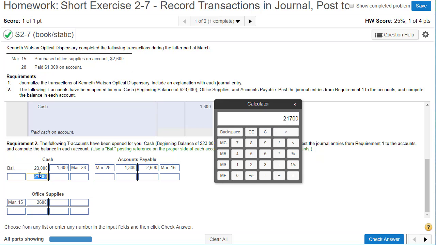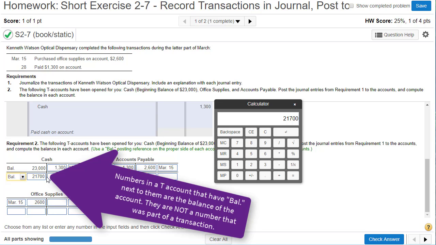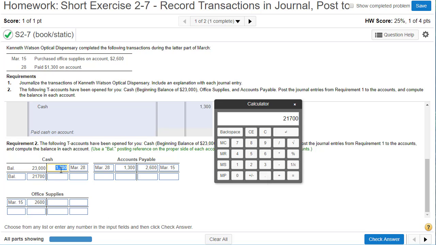Now, why did I put the balance on this side? Well, you always put the balance on the larger side. 23,000 is bigger than 1,300. You also want to make sure that the balance is on the positive side. Now, it's possible to have a negative cash balance, but that's not the normal balance. Hopefully you don't have a negative cash balance. That means someone bounced a check. So then we put BAL so that someone reading this will know that this 21,700 is a balance and not another transaction like the ones up here.